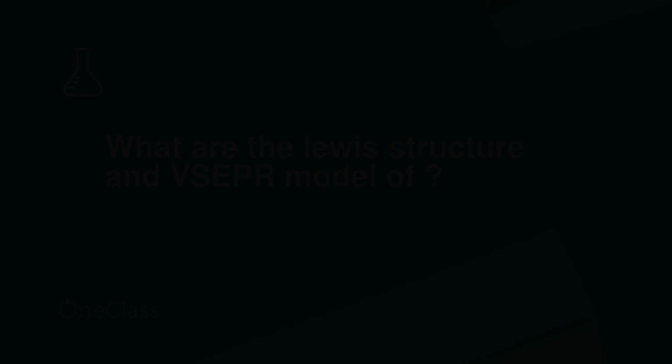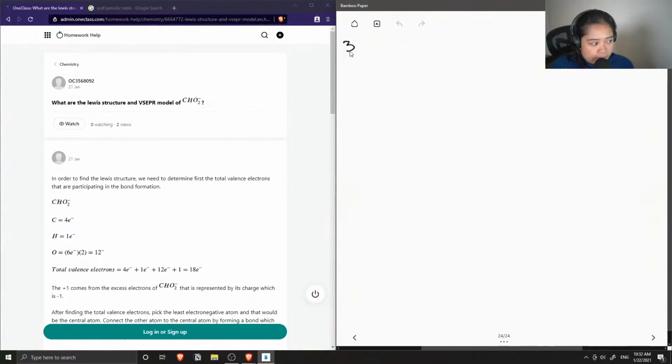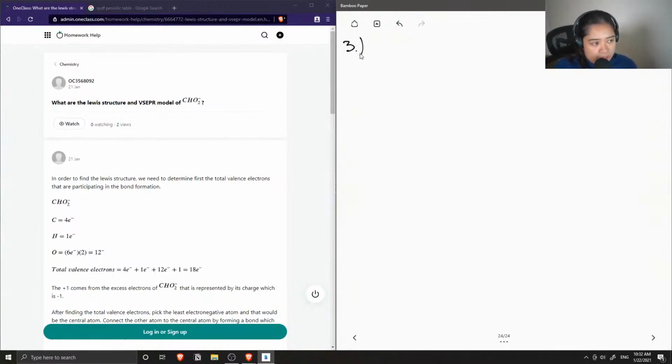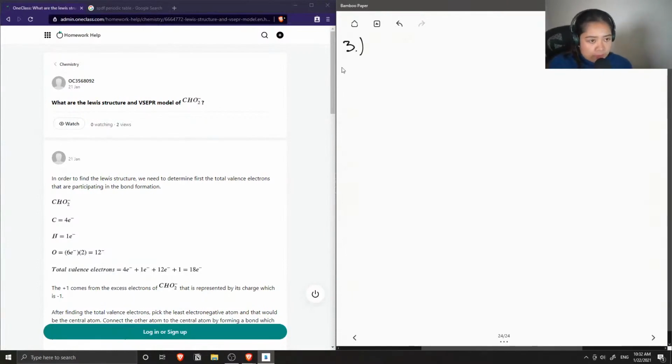Okay, question. What are the Lewis structure and VSEPR model of CHO2 minus? Okay, so when writing out the Lewis structure, we first need to find the total number of valence electrons for this ion.